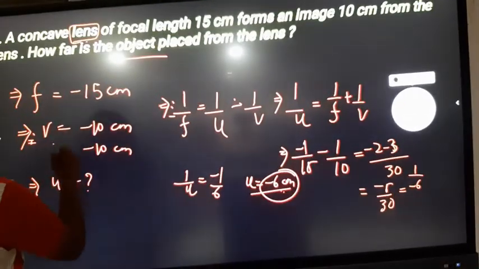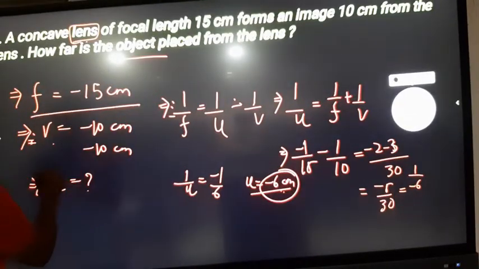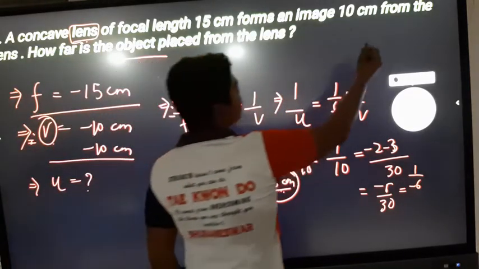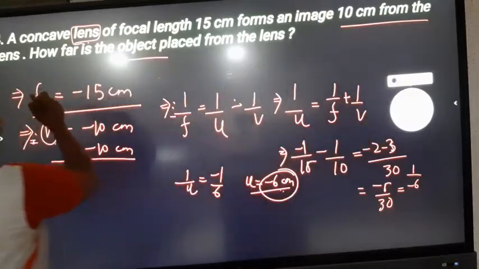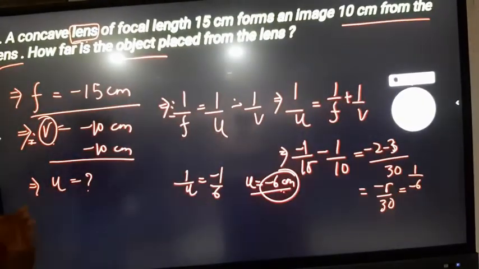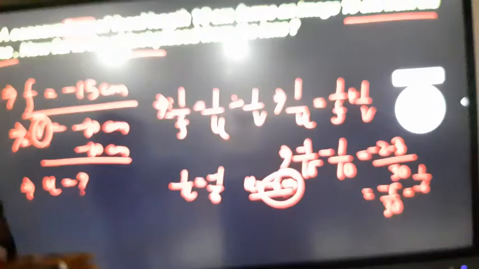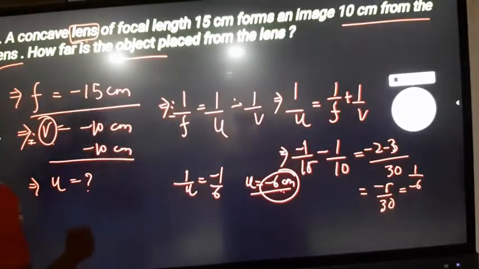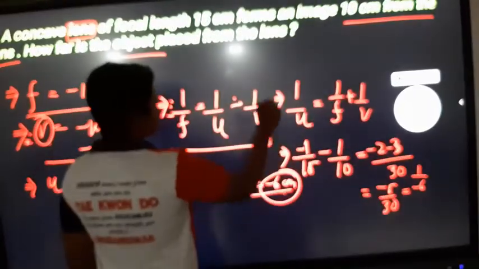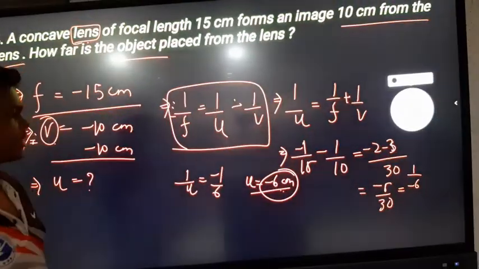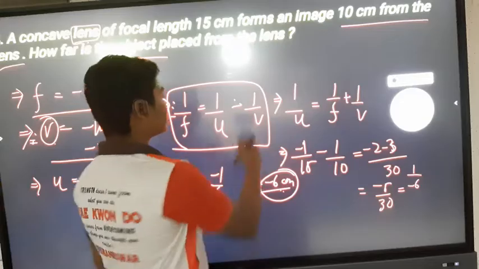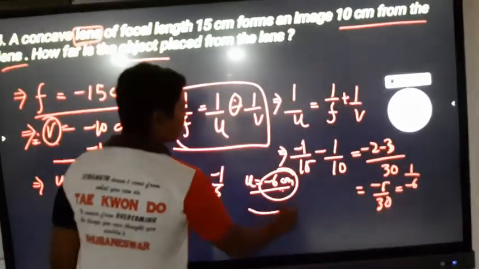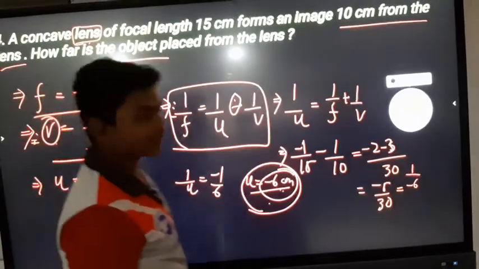So here lens is given, so focal length is always negative, and image distance is said in the question that it is 10 centimeter from the lens. Means it is from the pole, means it's optical center of the lens. So it is in front of the lens. So formula is that lens formula 1 by f equals to 1 by v minus 1 by u. In mirror it is plus, but it is lens, so minus is there. So after calculation we will get that u equals to minus 6 centimeter. Let's see the next question.